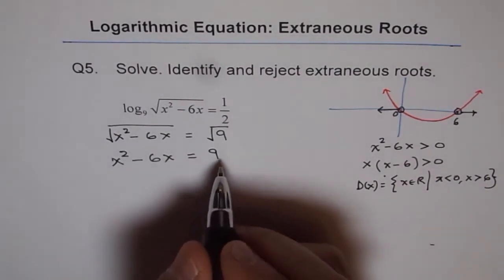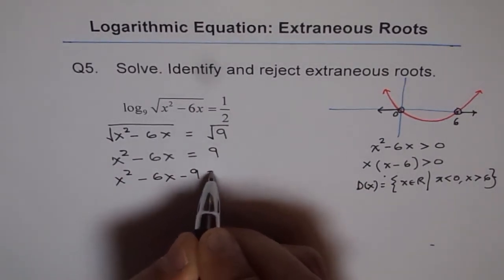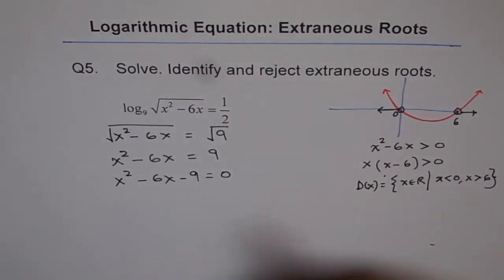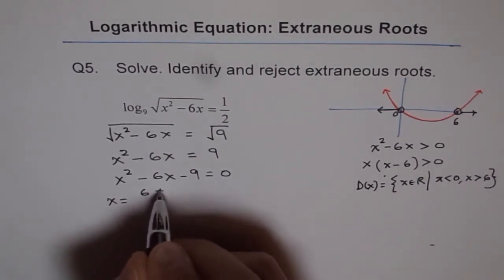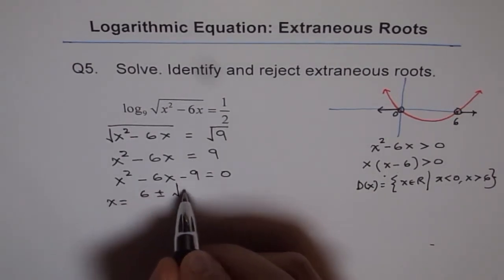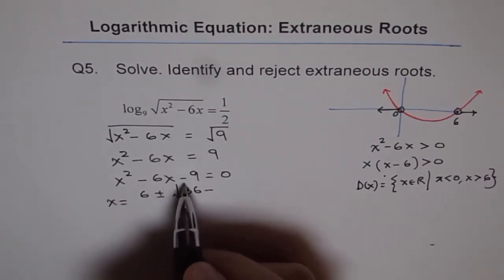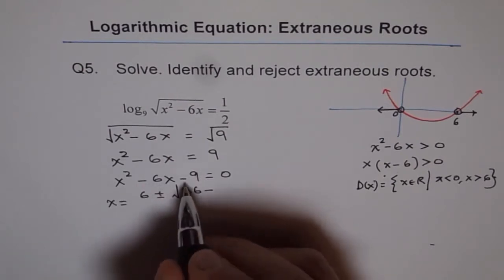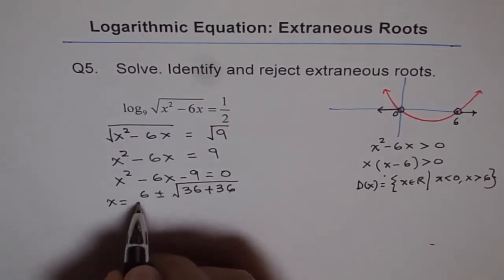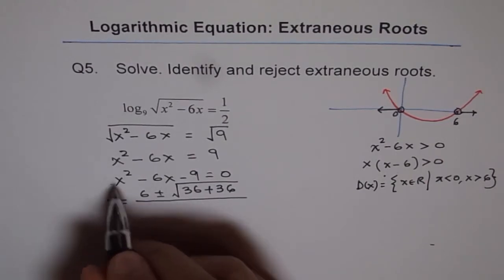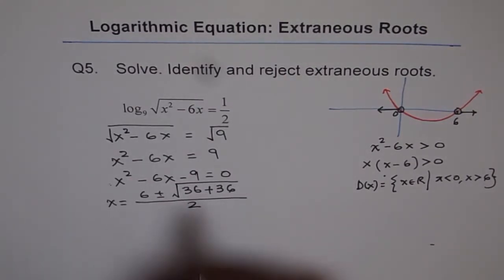Now this is a quadratic equation. We can bring 9 over and then find the answer. We get x squared minus 6x minus 9 equals 0. Now let's use the quadratic formula to get the answer. So we have x equals minus b, which is 6, plus and minus the square root of b squared, which is 6 squared, which is 36, minus 4 times a times c. So a is 1 and c is minus 9. So minus and minus becomes plus, and we get 4 times 9 as 36, correct? Divided by 2 times a, which is 2 times 1.